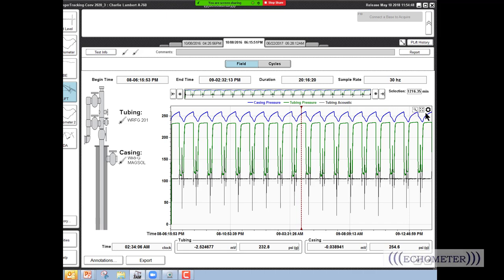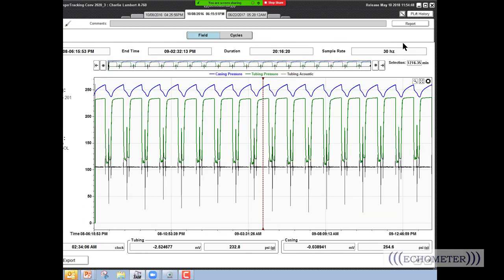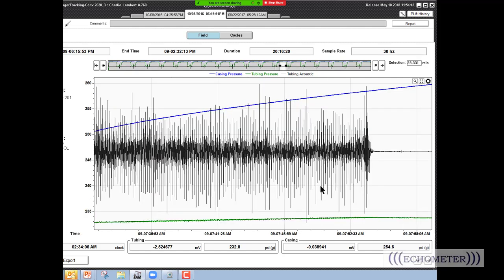So let me just show you that real quick here. I'm gonna expand this to be full screen here, and then I'm gonna take this magnifying glass right here and go into this data right here, and there's our signal. And what I'm wanting to know is, is that an indication of the plunger being on bottom?